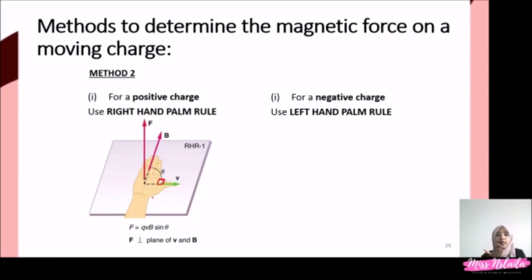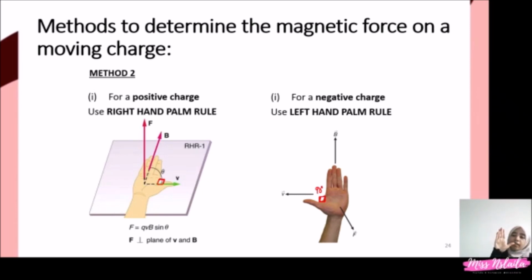If we have a proton, we use the right hand. But if we have an electron, then we use the palm of our left hand. If there is an angle between V and B, you can adjust your hand according to the angle. There is a possibility of an angle between V and B, maybe 50 degrees, 70 degrees or 10 degrees, but the direction of F is always perpendicular to it.